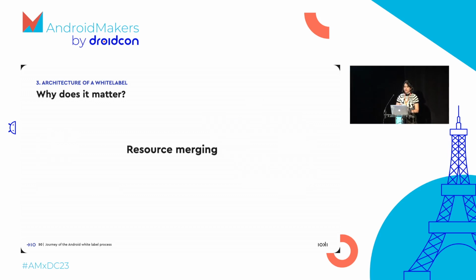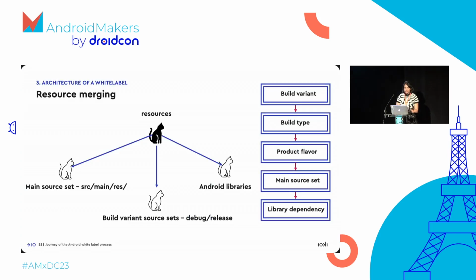It's because of something called resource merging. What is resource merging? Think of all of the resources that we have in our app. From every source set or library, if they're unique, they just go into the final app directly. That's easy enough to do.